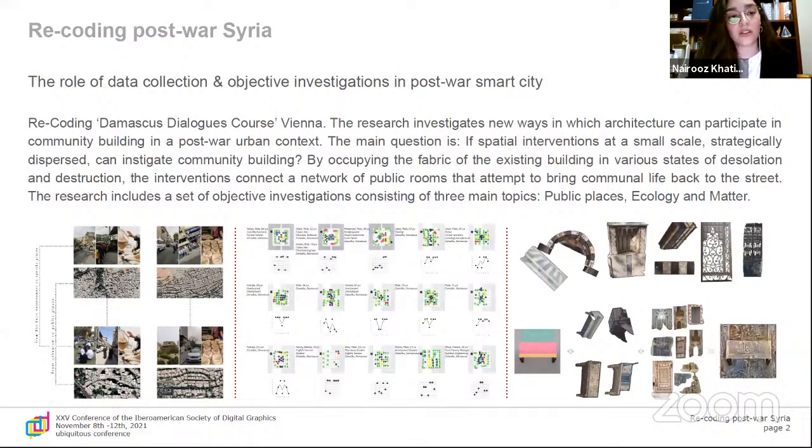The research includes a set of objective investigations consisting of three main topics. First, urbanism in public places; second, ecology; and the last one is matter. Each of the three studies seeks to find and design its own methodology, with a set of tools and distinctive inputs for each research, which in turn leads to a set of various outputs: visual, cartographic, photographic, models, audio, and so on.